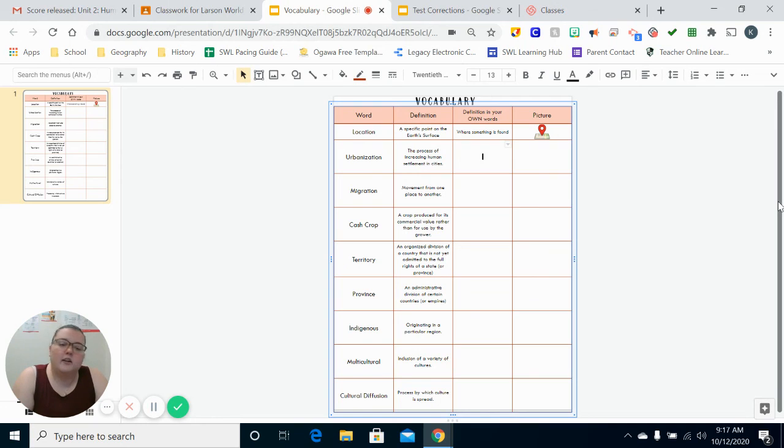So this week, today is vocab. Wednesday, we're going to do a political map. Friday, we're going to do a physical map. So this week is our intro. Next week, we get into the bread and butter, the meat, the big stuff, okay? If you have any questions, please let me know.